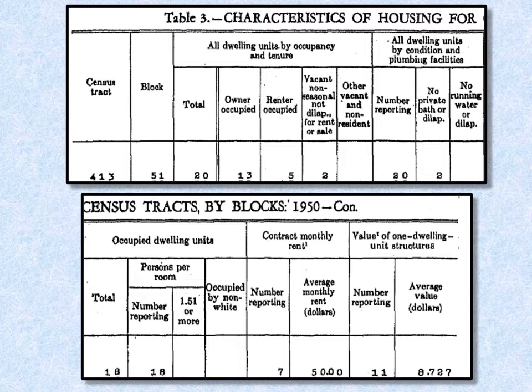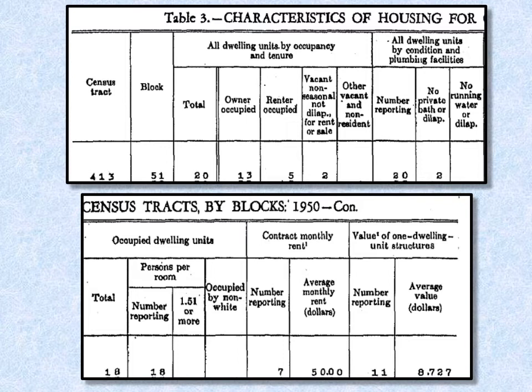The dwelling units, 2 of them are either dilapidated or have no private bath. Maybe those are the rentals, not sure. And then we can look at the bottom, number of persons per room. Of the 18 houses, I guess maybe they didn't have more than 1.5 times that in terms of the population. We have a feeling of the racial makeup of the neighborhood.